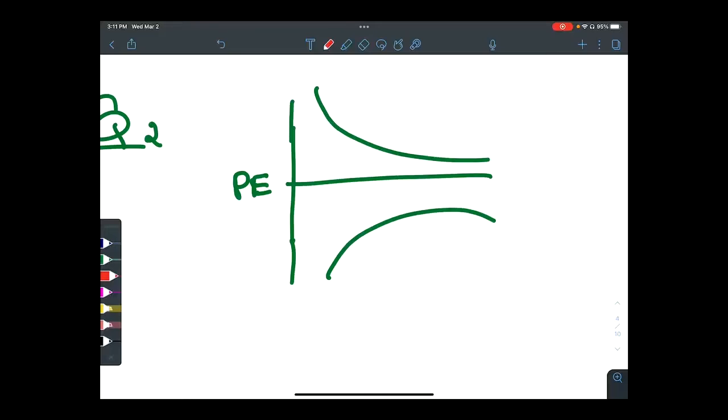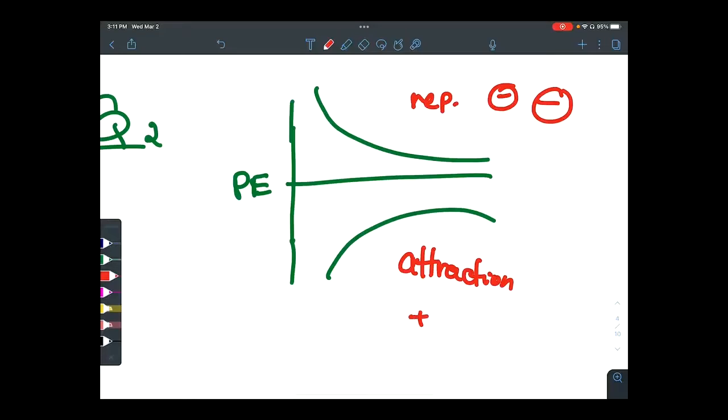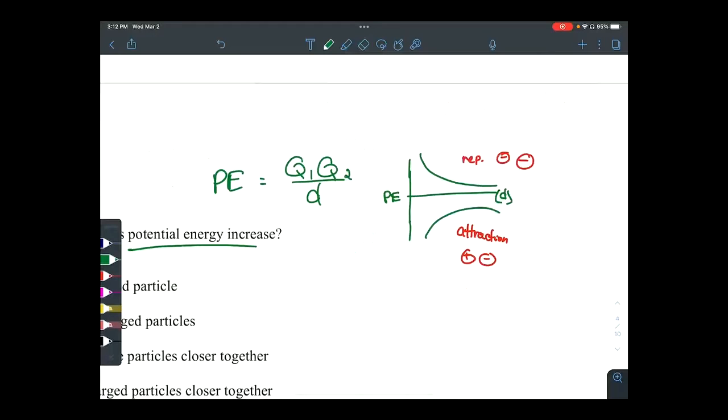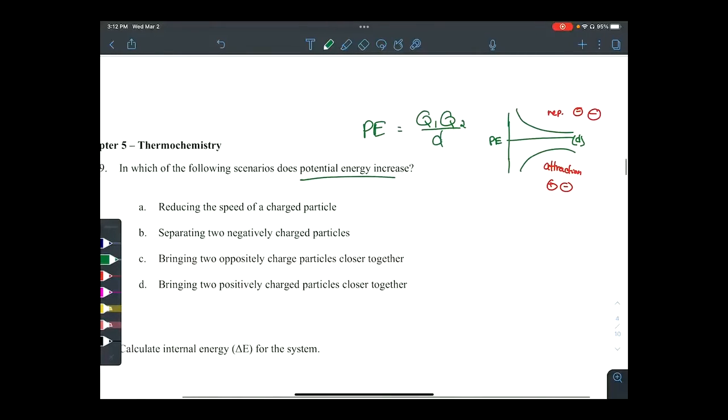Attractions or repulsions? Repulsions. An example of a repulsion would be two negative charges, like two electrons, or two protons close to one another. I'll make it electrons because we always talk about electrons. And then the bottom is attractions, like a nucleus and an electron because they're oppositely charged. So as you bring them closer together, potential energy goes down, because our x-axis here is D, or distance. Almost all of the answers here can be explained by this graph.